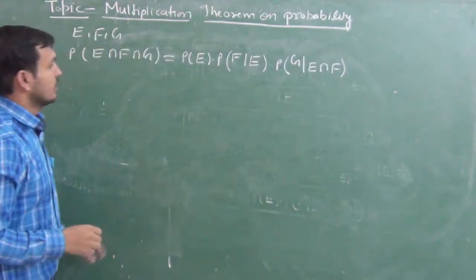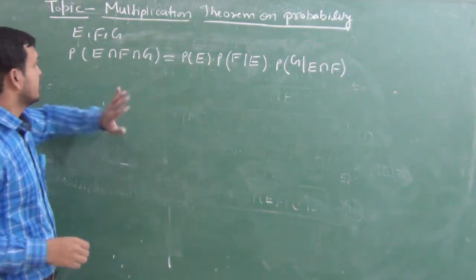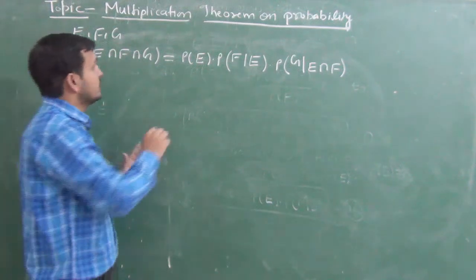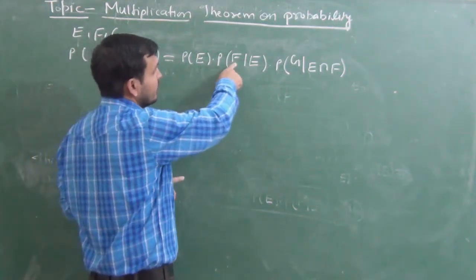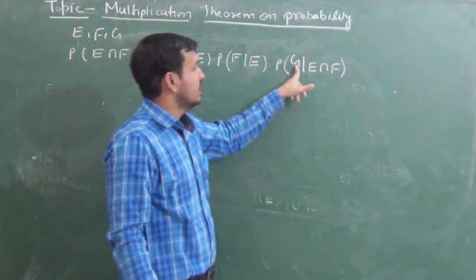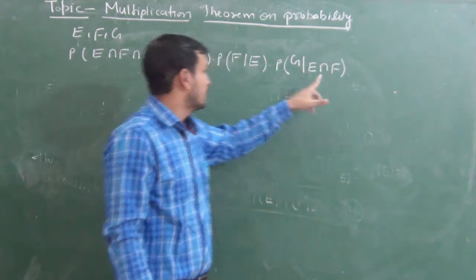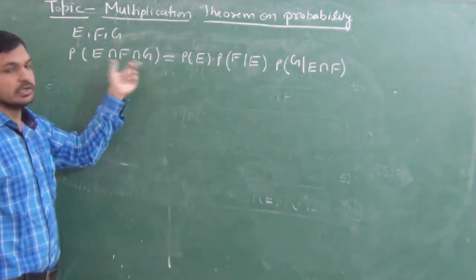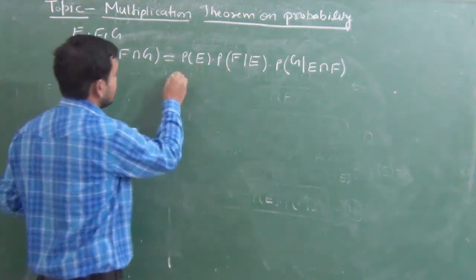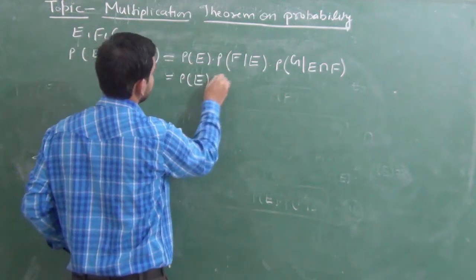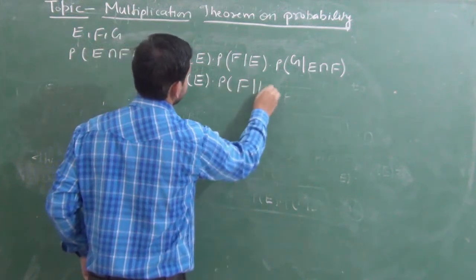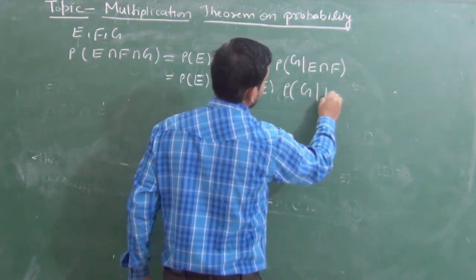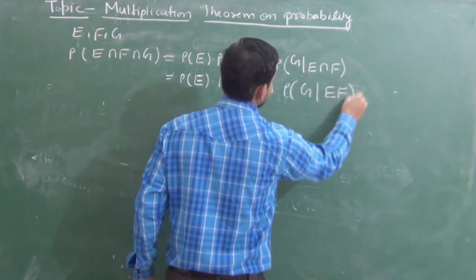Clear? So this can be written like this. If we want to find the probability of E intersection F intersection G, and we have the probability of E, probability of F when E has occurred, and probability of G when E intersection F has occurred, then the multiplication of these probabilities will give the probability of E intersection F intersection G. Clear? This can also be written as probability of E into probability of F when E has occurred into probability of G when E and F both have occurred.